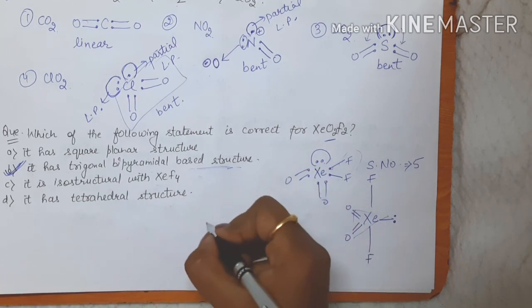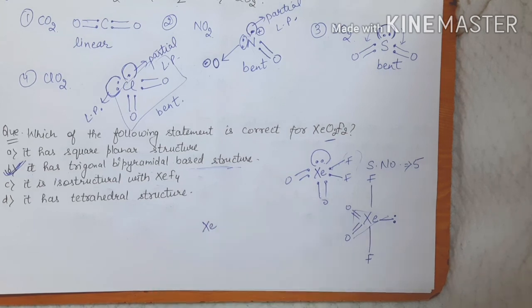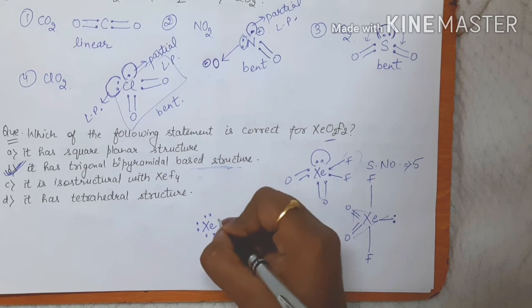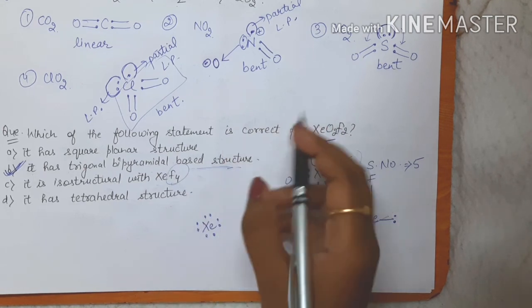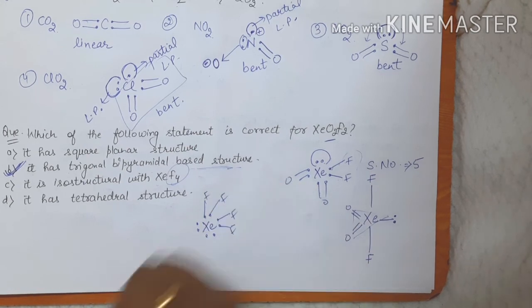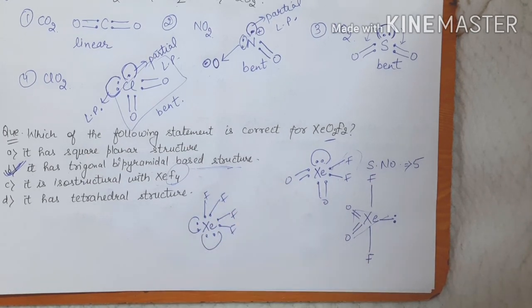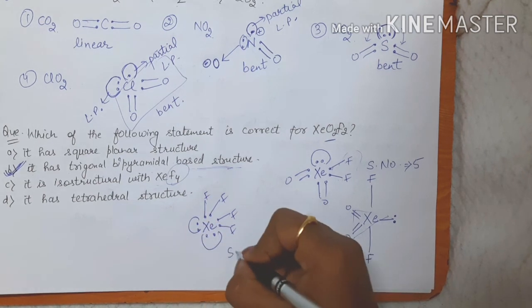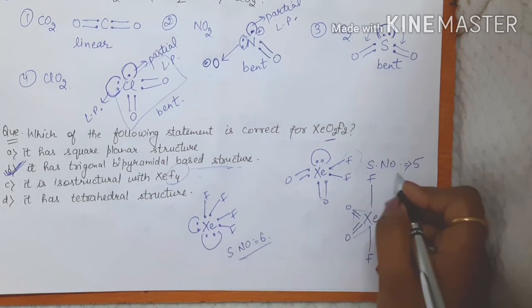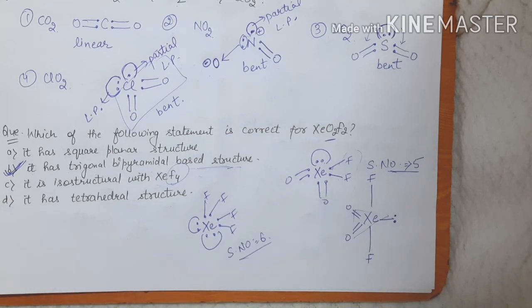If we consider the structure of XeF4, then xenon will be the central atom having 8 electrons in the valence shell. It is attached with 4 fluorines, and fluorines are univalent. These will be attached like this. It will have 2 lone pairs and 4 bond pairs. Right? So here steric number will be 4 plus 2, 6. Steric number is different, so definitely the geometry is not going to be the same. Structure is also not going to be the same. So the third option is incorrect.